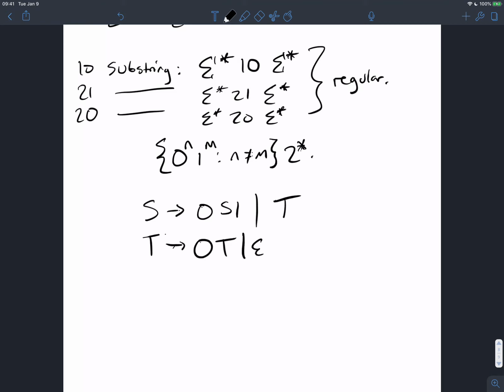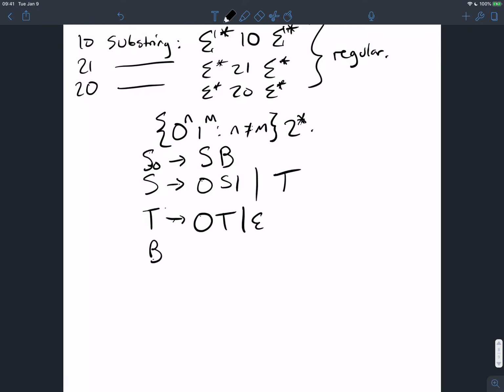Well, what we can do is make a new start variable. It first picks something in the first part, which is different numbers of zeros and ones, and then I'm going to have another variable called B, which just spits off twos at the end. By no means is this the smallest grammar for this. It actually isn't. But B just spits off twos at the end.